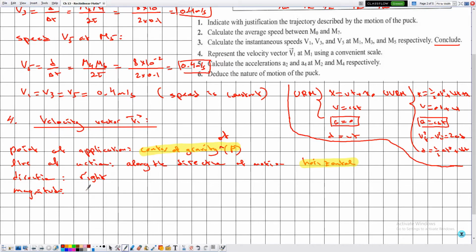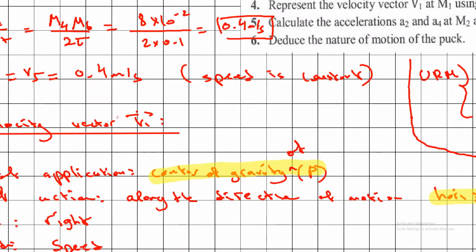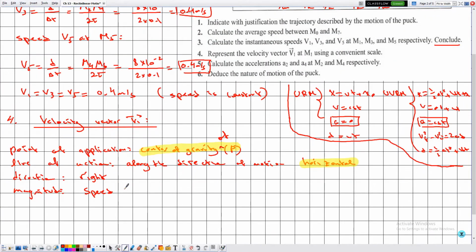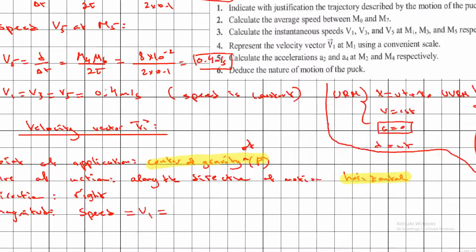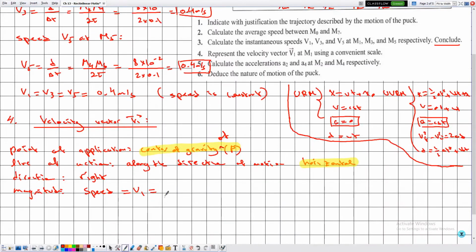And the magnitude would be the speed, which is the magnitude of this velocity vector. We drop down the vector, it's given by v1. And we have predetermined the value of v1 and it's given by 0.4 meter per second. So all of these properties we have listed in order to represent the vector properly, because they are telling us to represent the vector at M1 using a convenient scale. Notice that the scale is not given, we must choose the scale.